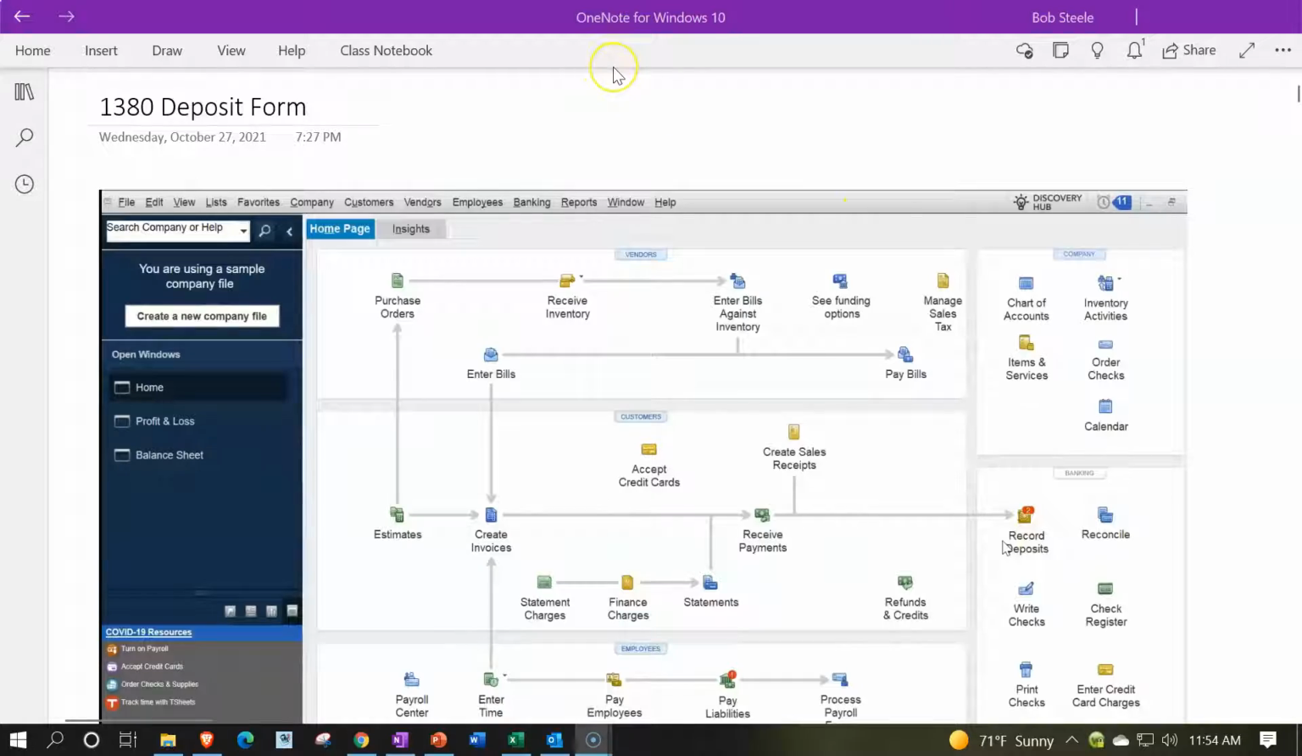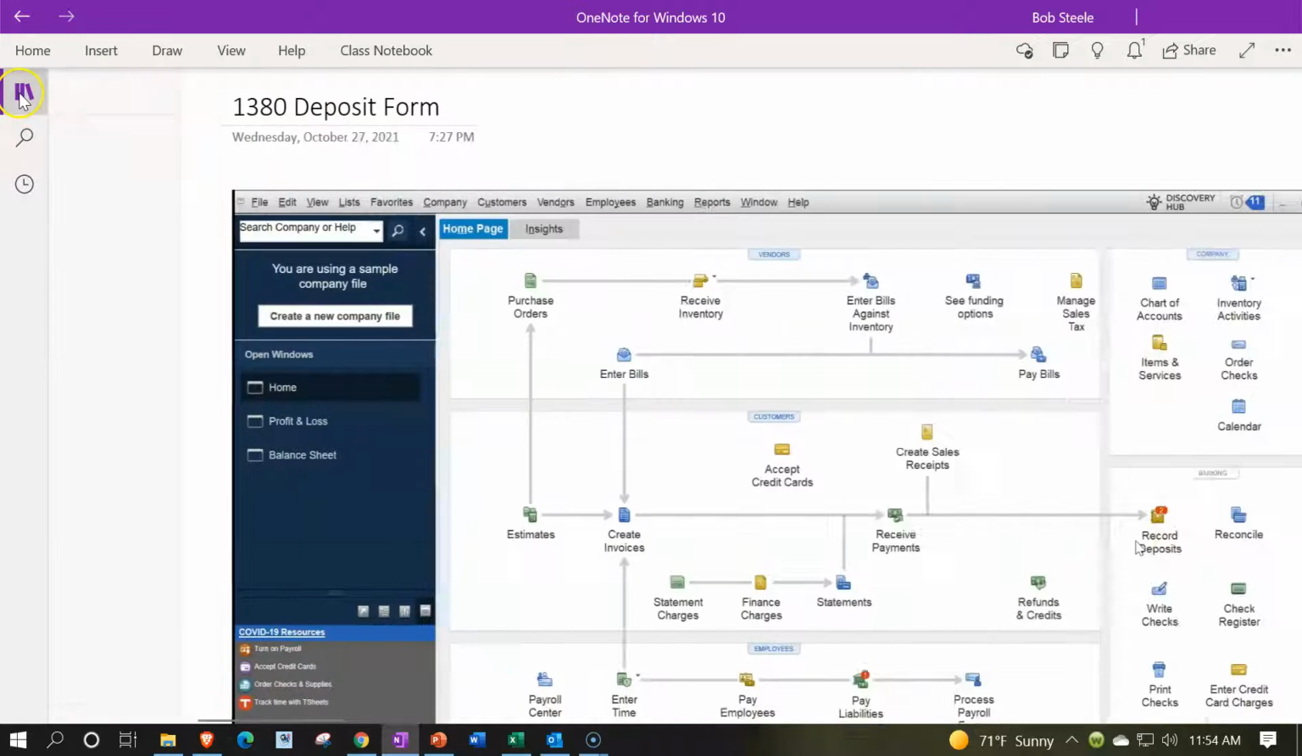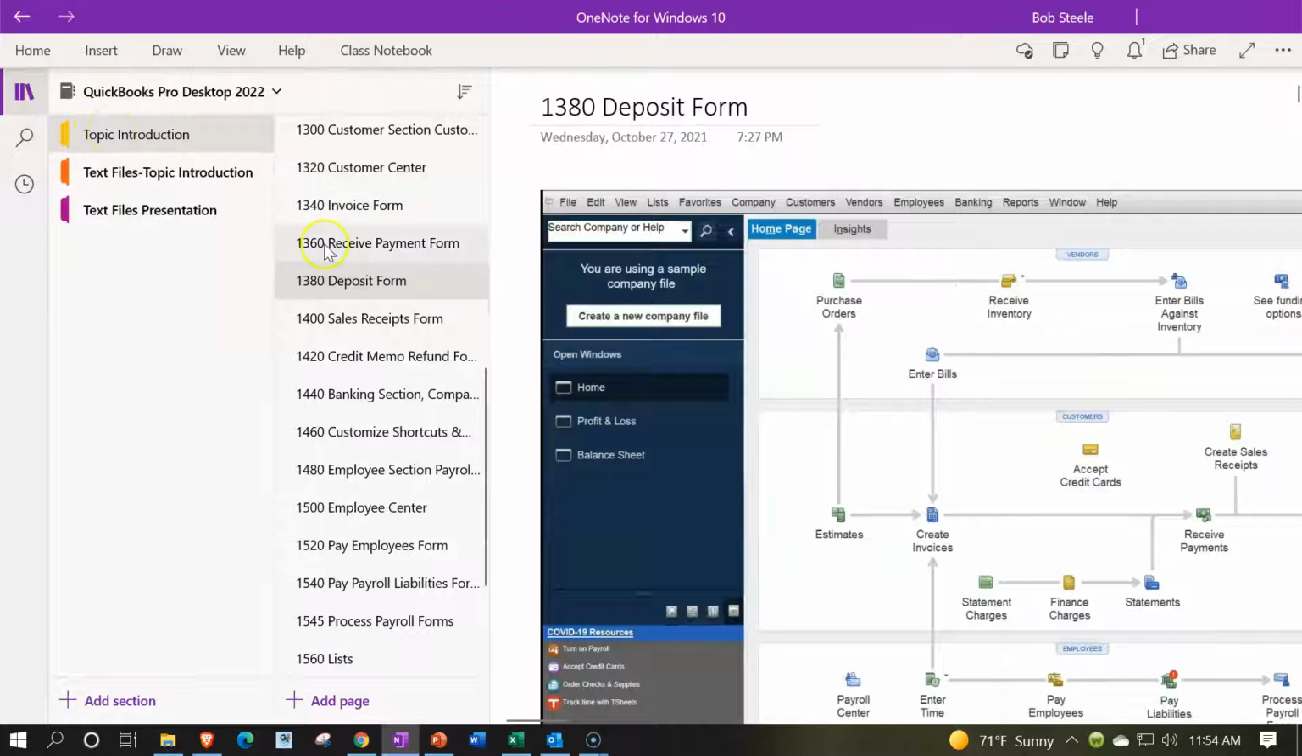Here we are in OneNote. If you have access to OneNote and would like to follow along, you're not required to, but if you would like to, we're in the icon on the left-hand side, the Topic Introductions tab, down in the 1380 Deposit Form tab.